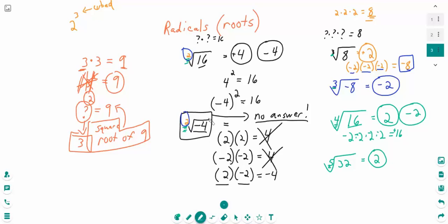And they won't give you problems like this. They will give you problems like this guy here, where they have a negative number under the root, but it'll always have an odd number out here so that it can actually work. All right, so hopefully that makes sense to you. All right, let's move on real quickly here.